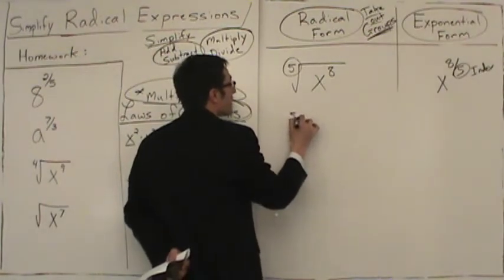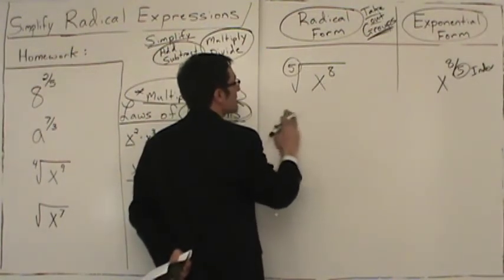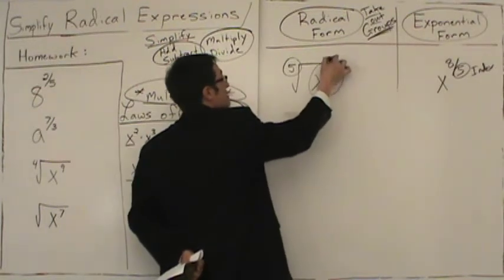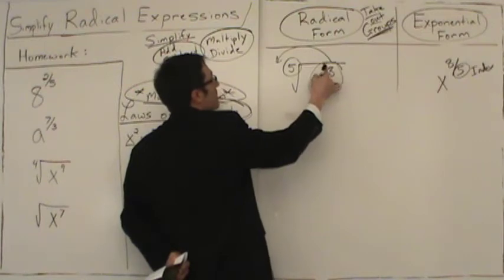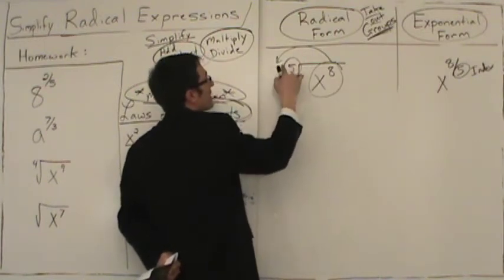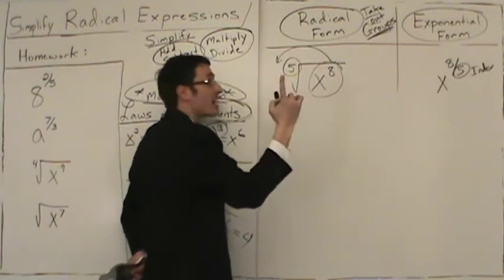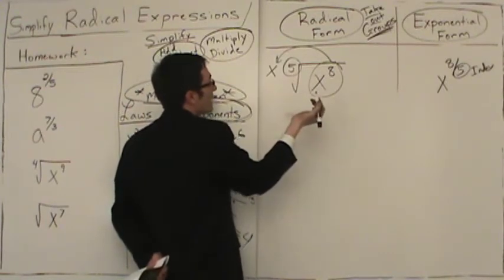Fifth root of x to the, well, hopefully you can just see it. There are 5 x's. There is a total of one group in 8. So if we take out a group of 5 x's, remember every group comes out, becomes 1 on the outside. Since we only have one group of 5 x's, we're only going to have one x on the outside.